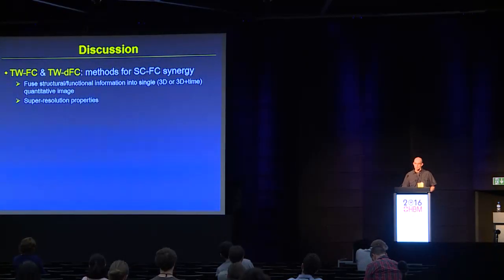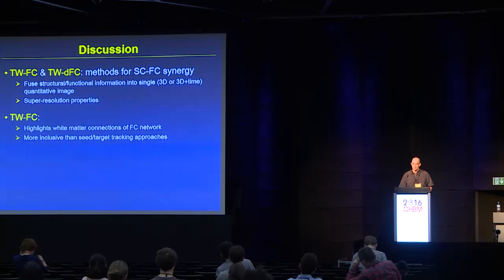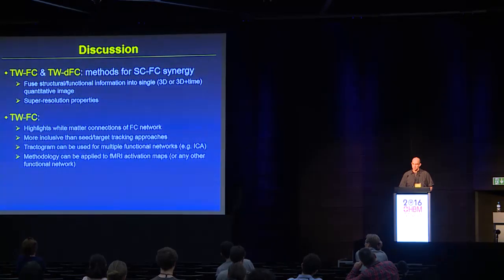So in discussion, these two methods, track-weighted functional connectivity and track-weighted dynamic functional connectivity, are a method to combine and provide some synergy of the structure and functional connectivity information. You can fuse them into either a 3D image or a 4-dimensional image, and they have super resolution properties. The track-weighted functional connectivity highlights information of the white matter for a given network, and it is much more inclusive than seed and target approaches.